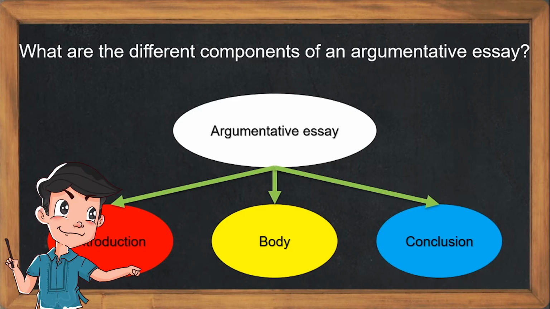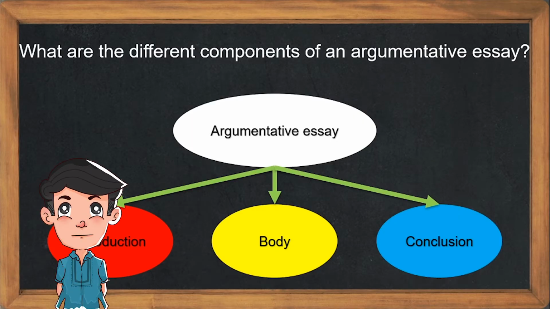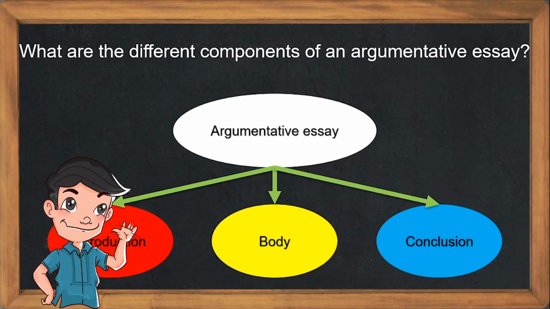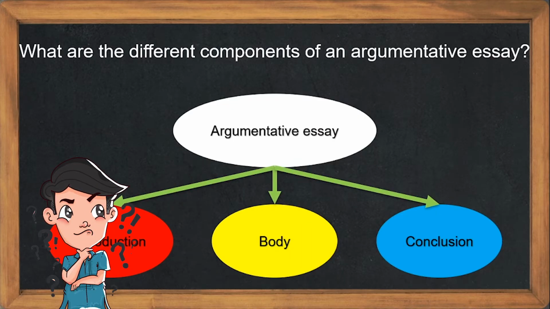Now basically an argumentative essay is the same as all other essays, that it has an introduction, a body, and a conclusion. Three main parts. Now some of you may be asking, what is the difference between an argumentative essay and a persuasive essay?